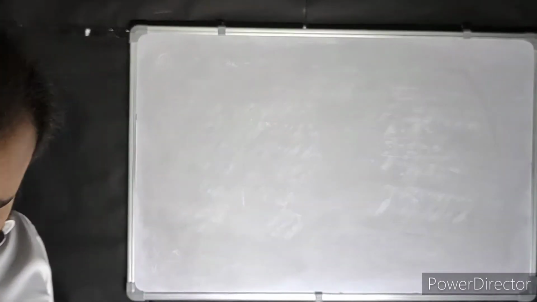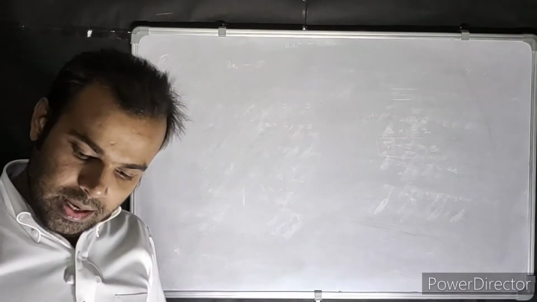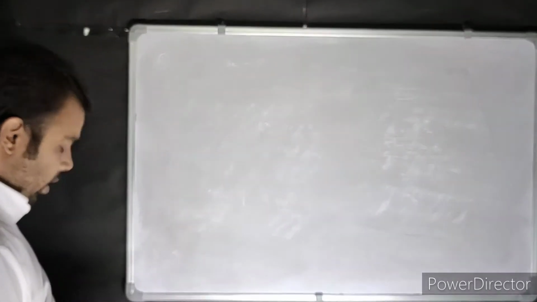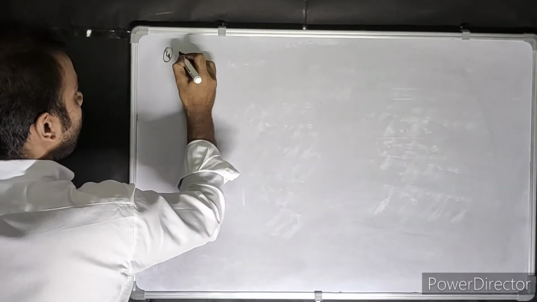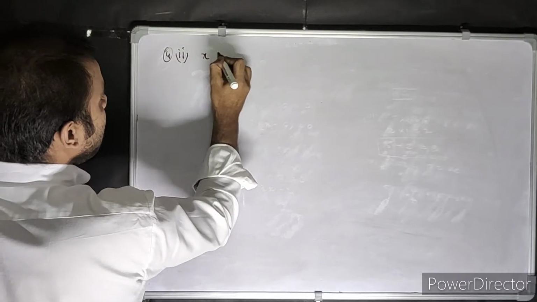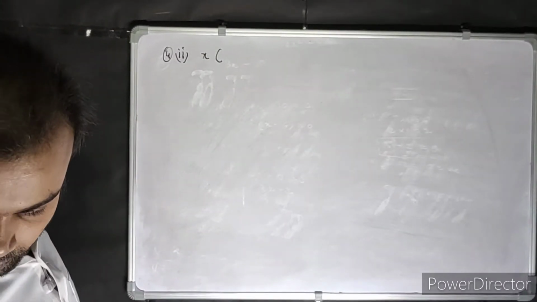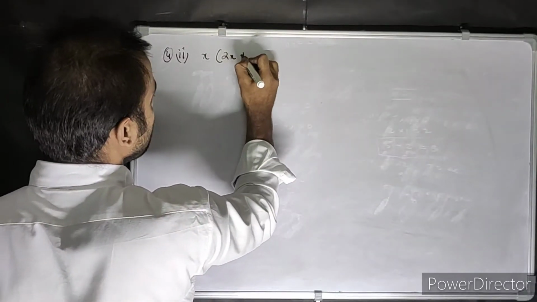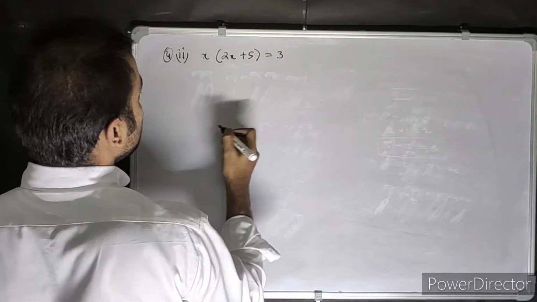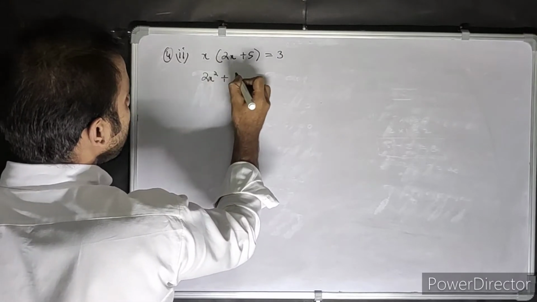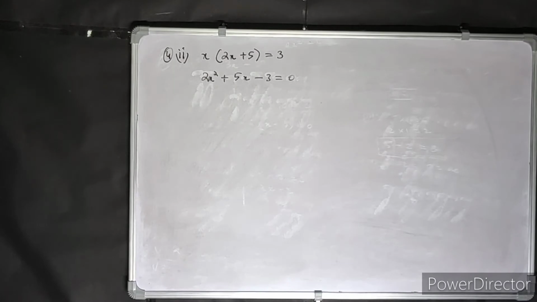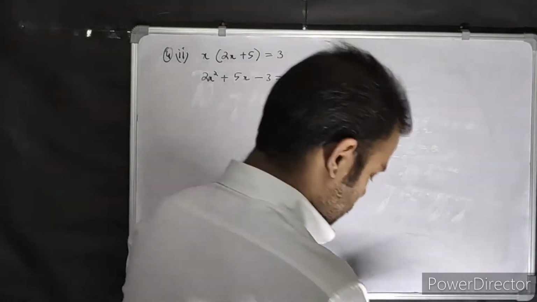Question number 4 part 2 is saying x bracket 2x plus 5 equals 3. So 2x square plus 5x minus 3 equals 0. Just checking out if I can write with this for some time.